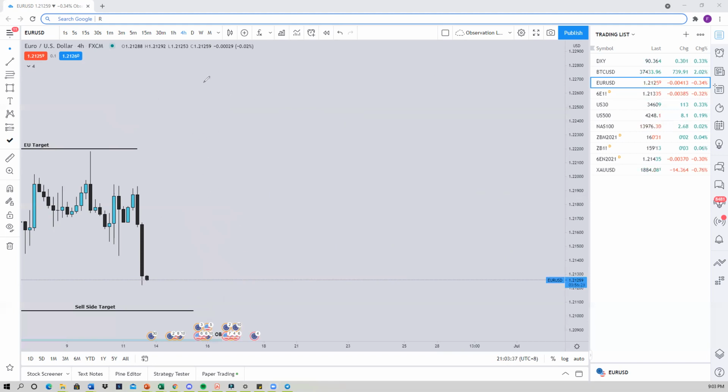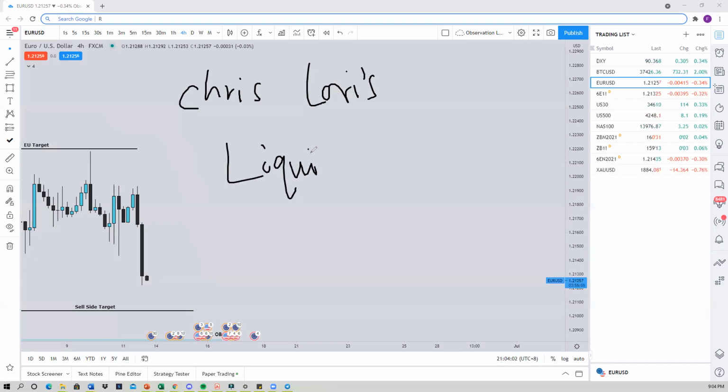Now, how do we classify highly probable order blocks, fair value gaps, breaker blocks, and all of that? Now that comes from Mr. Chris Lowry's concept of a liquidity void. So that's not ICT's, that is Chris Lowry's, right? So liquidity void.